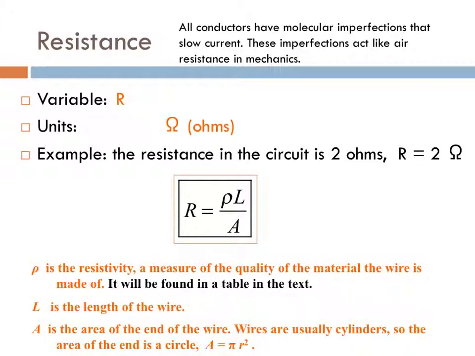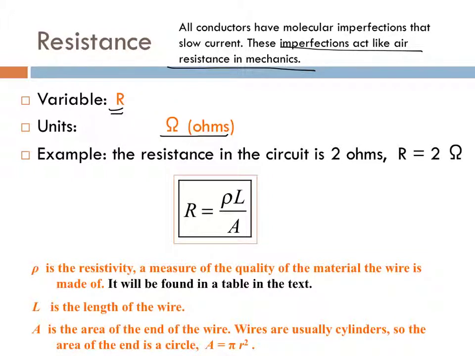Now, all conductors have molecular imperfections that slow the current down. These imperfections act like air resistance in mechanics. So, again, we know that resistance is variable R. It has units of ohms.